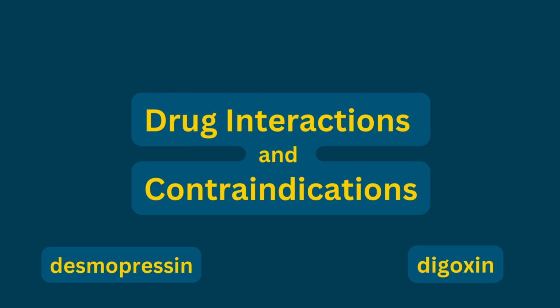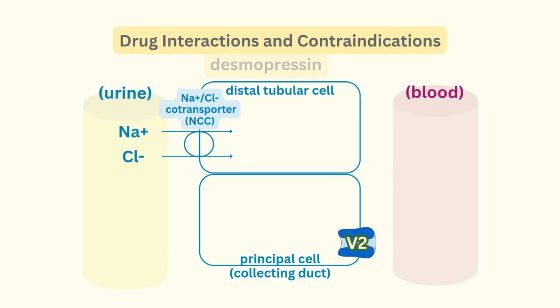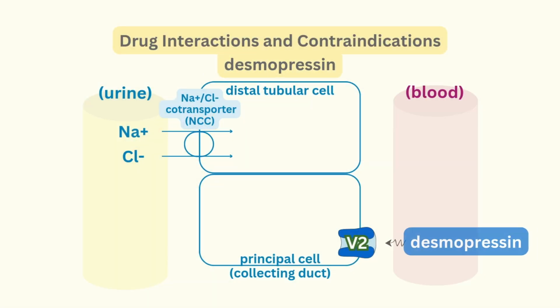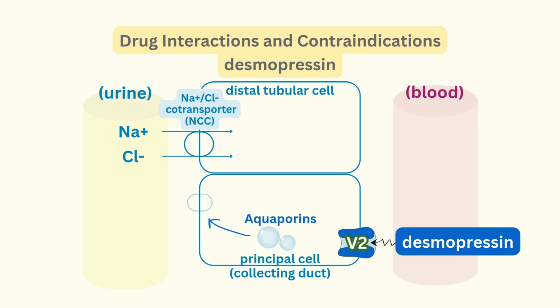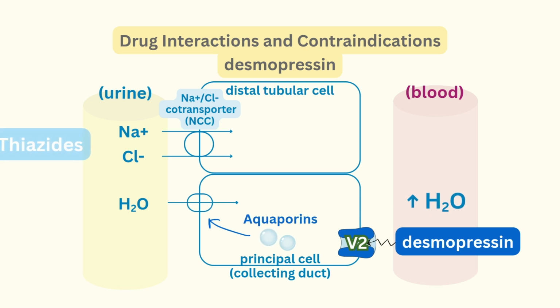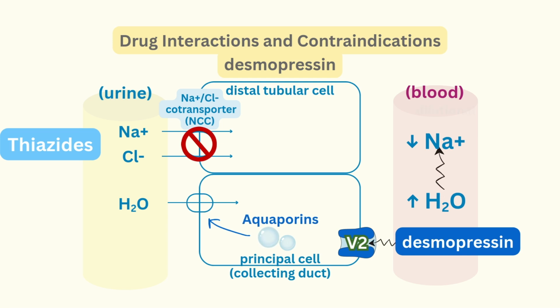Now, the dangerous combinations. First, desmopressin. It stimulates V2 receptors in the collecting duct, inserts aquaporin 2, and reabsorbs water only. Together with thiazides, sodium goes down and water goes up. The result is severe dilutional hyponatremia.